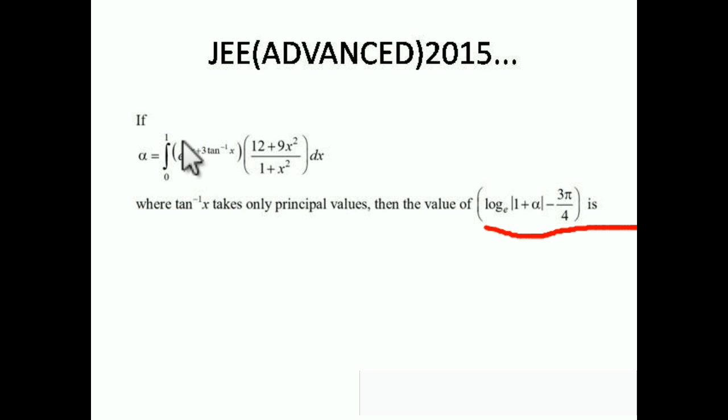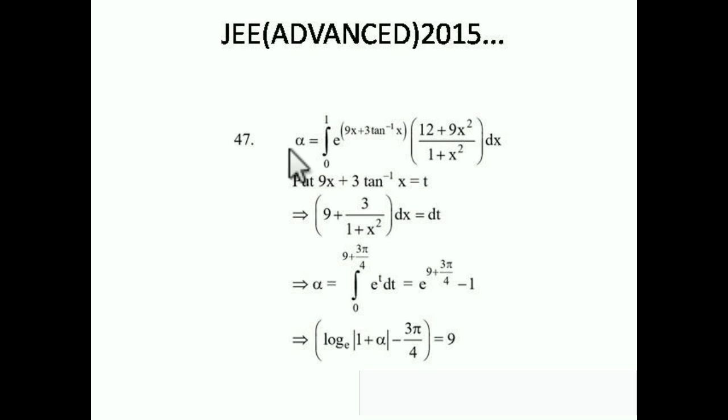Alpha can be evaluated by this integration. Okay, so what we have to do here, we have e raised to 9x plus 3 tan inverse x. See how we start to think that we have to do this step. First of all, I see this 9x plus 3 tan inverse x, so I just take an assumption, this equals t. This is my integration: alpha is equal to 0 to 1 e to the power 9x plus 3 tan inverse x, 12 plus 9x square upon 1 plus x square dx. I take an assumption 9x plus 3 tan inverse x is equal to t.